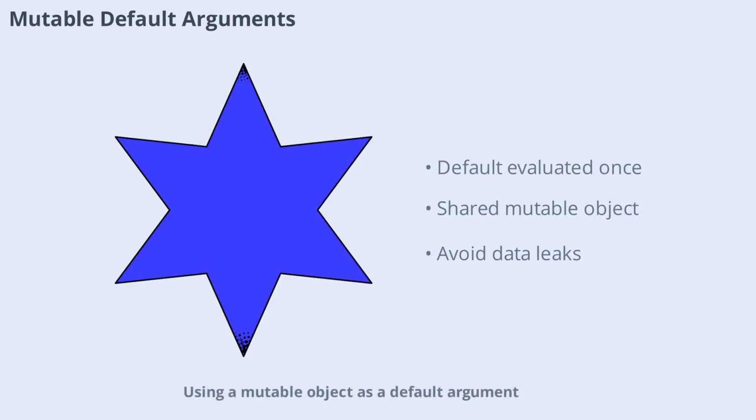Using a mutable object as a default argument in a function can lead to unexpected behavior. The default argument is evaluated only once when the function is defined, not each time it is called. This means all calls share the same instance of the mutable object. In AI inference tracking, if you use a list as a default argument, it can accumulate results from past users, causing data leaks across jobs. Always use immutable defaults or create new objects inside the function to avoid this pitfall.